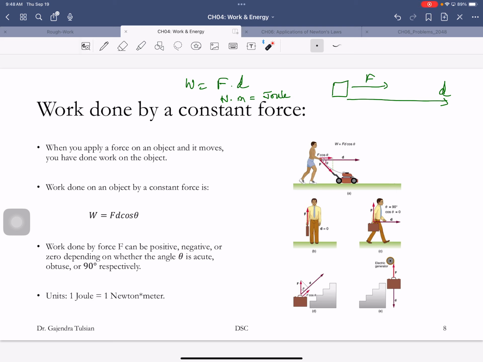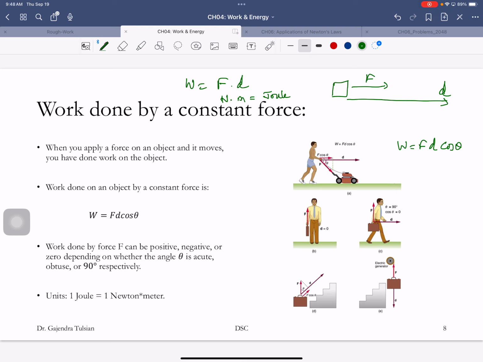All right, so this is how you calculate work. If the force and the distance traveled are parallel to each other, work is just force times distance. What if you're applying a force like that and the object moves in this direction? When there's an angle between them, this is how you calculate the work done. The work done is force times distance times cosine of the angle between the force vector and the displacement vector.